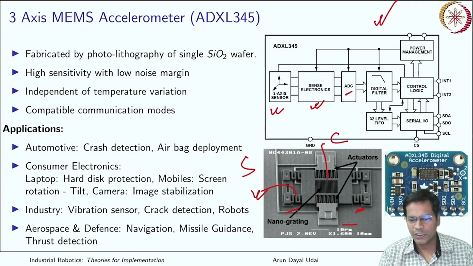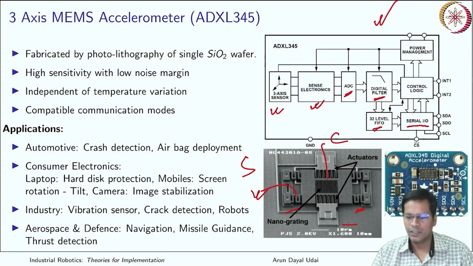You have an analog to digital circuit, the ADC, which is here and finally converts that signal to a digital value, and then you have a filter to eliminate any noise which is there. Then you have a buffer, a 32 level first in first out buffer, and finally it is transmitted using serial input and output. It is SDA, SDO, SCL.